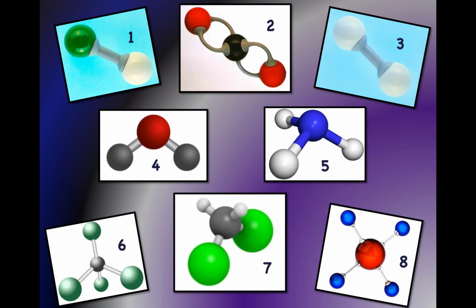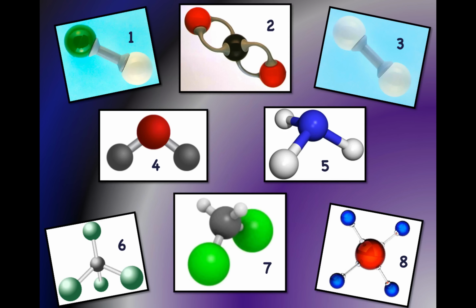Well, now we have to consider the shapes of molecules. The shape of a molecule can determine many of its physical and chemical properties. You should be familiar with the 4 most common types: linear, bent, pyramidal, and tetrahedral.